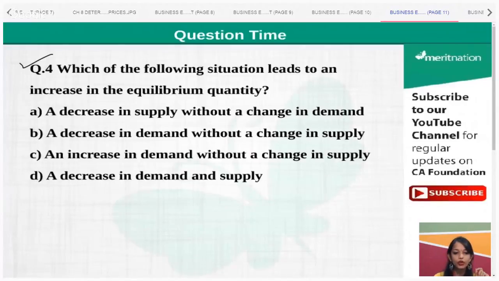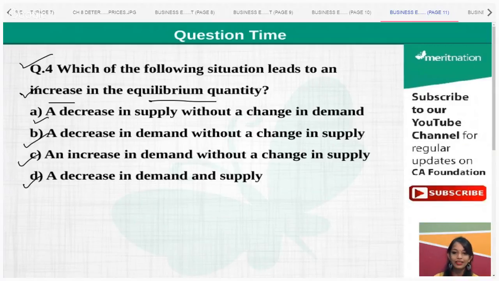Which of the following situations leads to an increase in equilibrium quantity? Okay, a decrease in supply without a change in demand, a decrease in demand without a change in supply, an increase in demand without a change in supply, or a decrease in demand and supply. Now, this should be very simple. It should not take even 2 seconds to identify once you have read the options. Only in one option there is an increase. All the other options are ultimately decreasing. So obviously C is the correct answer.